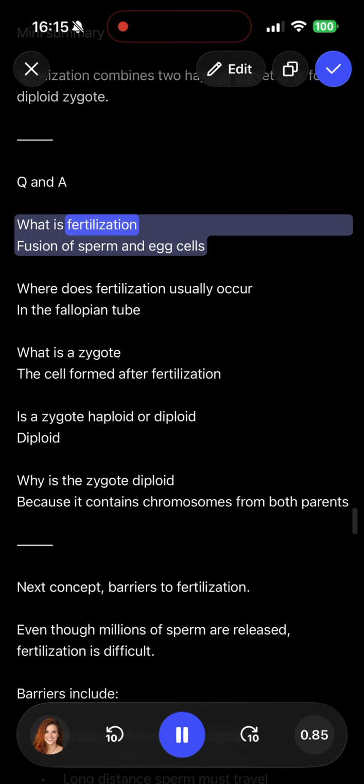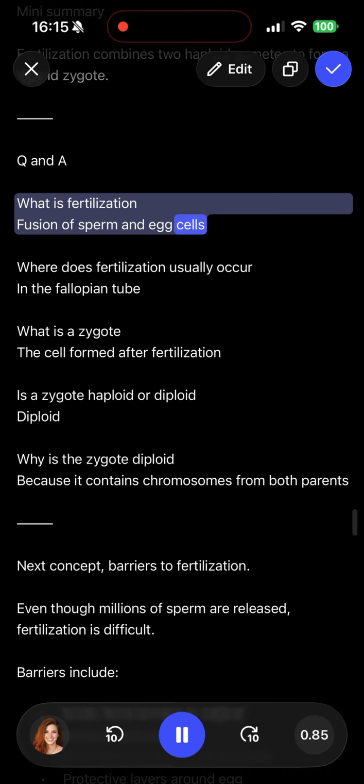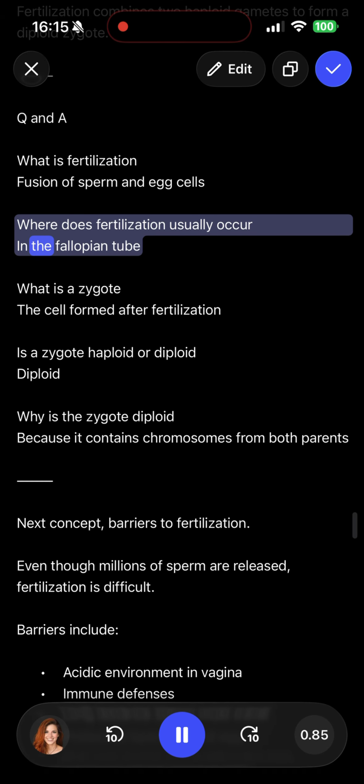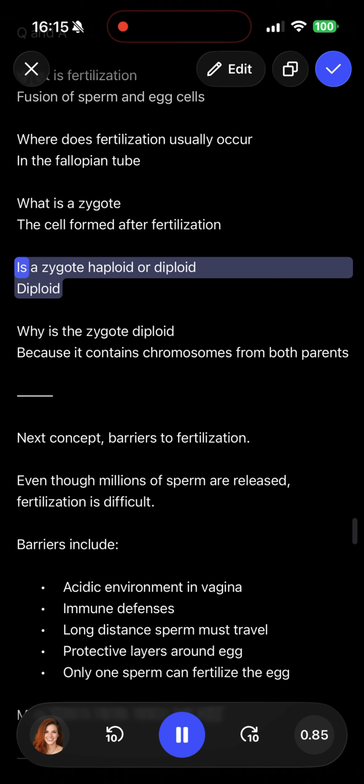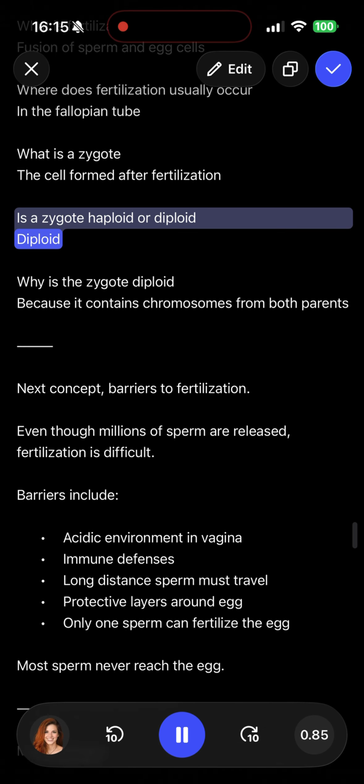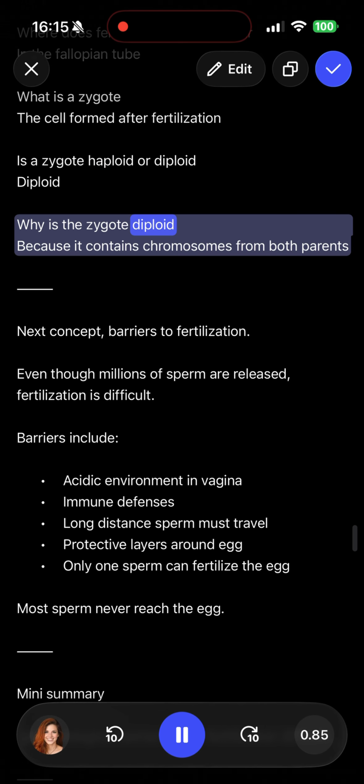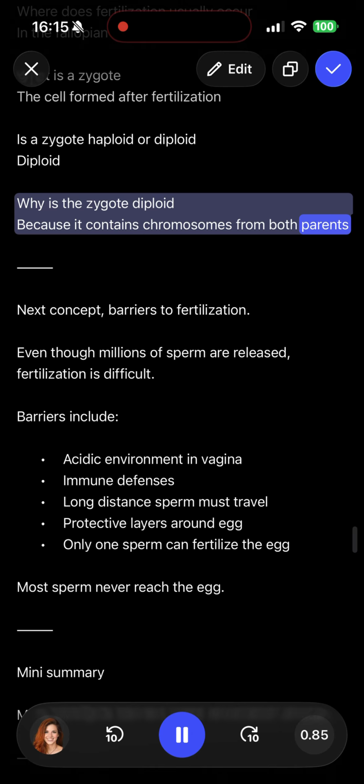Q&A. What is fertilization? Fusion of sperm and egg cells. Where does fertilization usually occur? In the fallopian tube. What is a zygote? The cell formed after fertilization. Is a zygote haploid or diploid? Diploid. Why is the zygote diploid? Because it contains chromosomes from both parents.